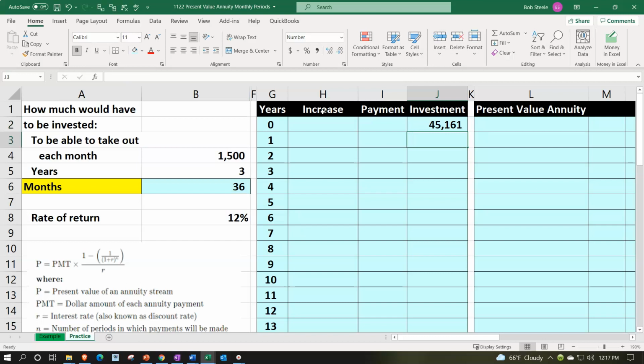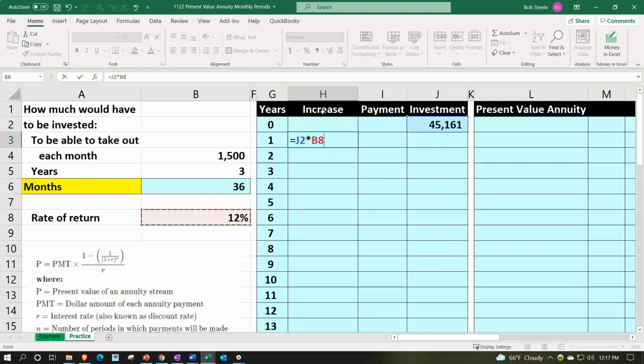So there it is again, about $45,161. Let's go ahead and then calculate our increase. So whatever's still in the annuity would be the $45,161 times the rate of 12%.